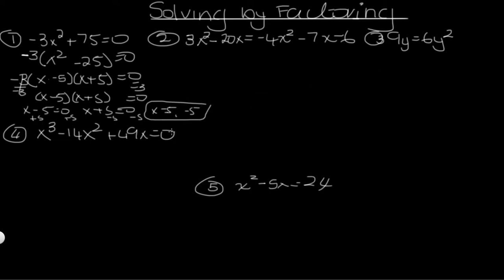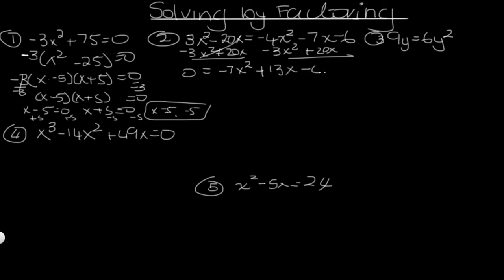Okay. For number 2, I need to either bring these to the right or these to the left. It's probably easier to bring these two to the other side, so let's go ahead and do that. So subtract 3x squared, subtract 3x squared, add 20x, and add 20x. So on this side, I know I'll have 0. Negative 4 minus 3 is negative 7x squared, and negative 7 plus 20 would be plus 13x, and then minus 6.